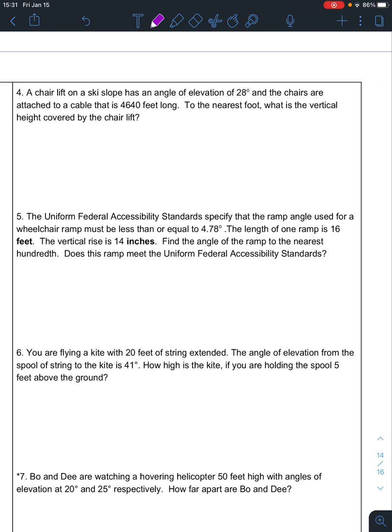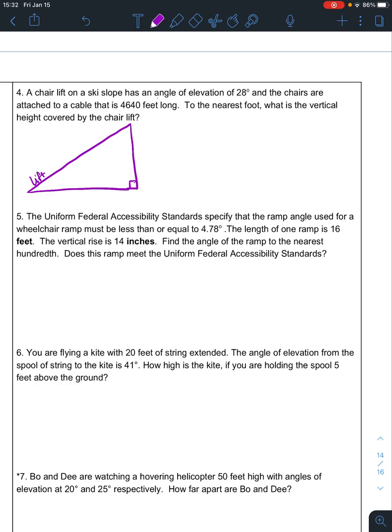A chairlift on a ski slope has an angle of elevation of 28 degrees. So a chairlift goes up the mountain like this. It has an angle of elevation. We know we have to start with a right triangle. So draw your right triangle and then envision where everything goes.